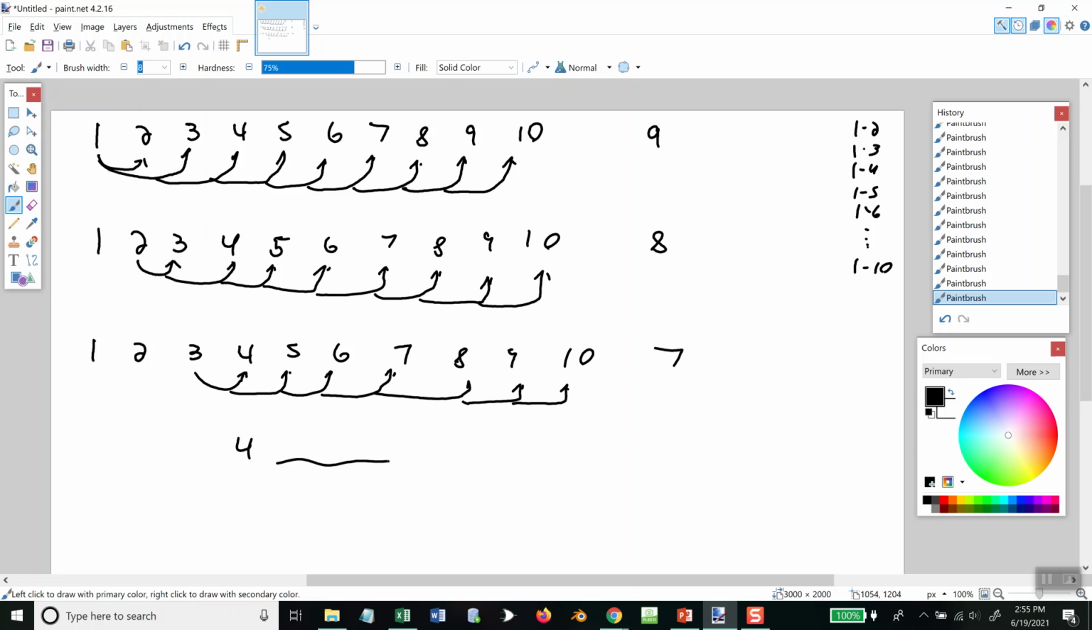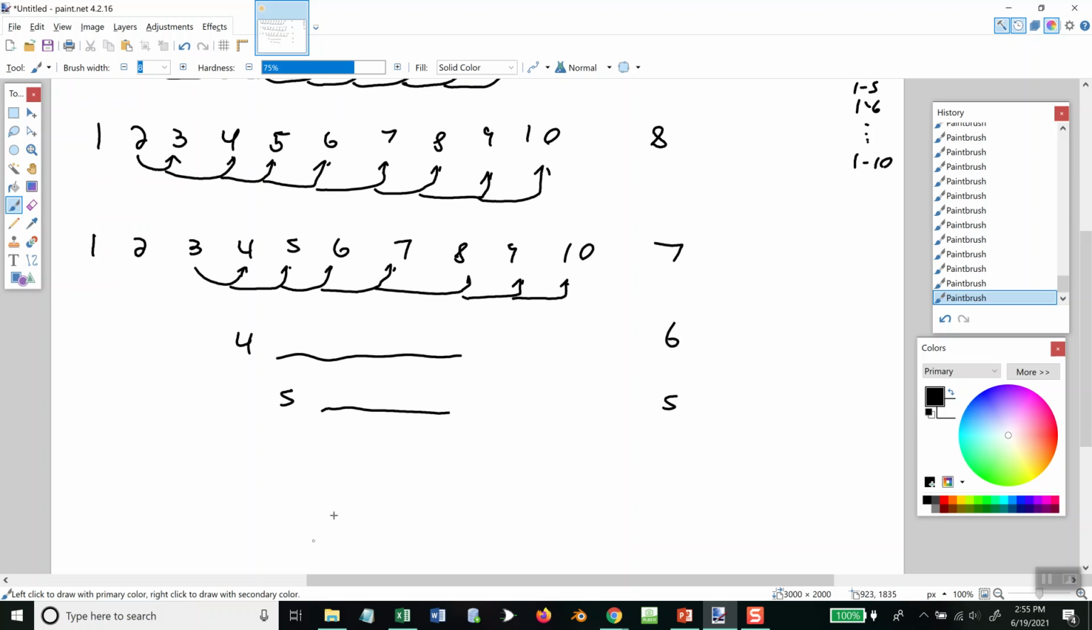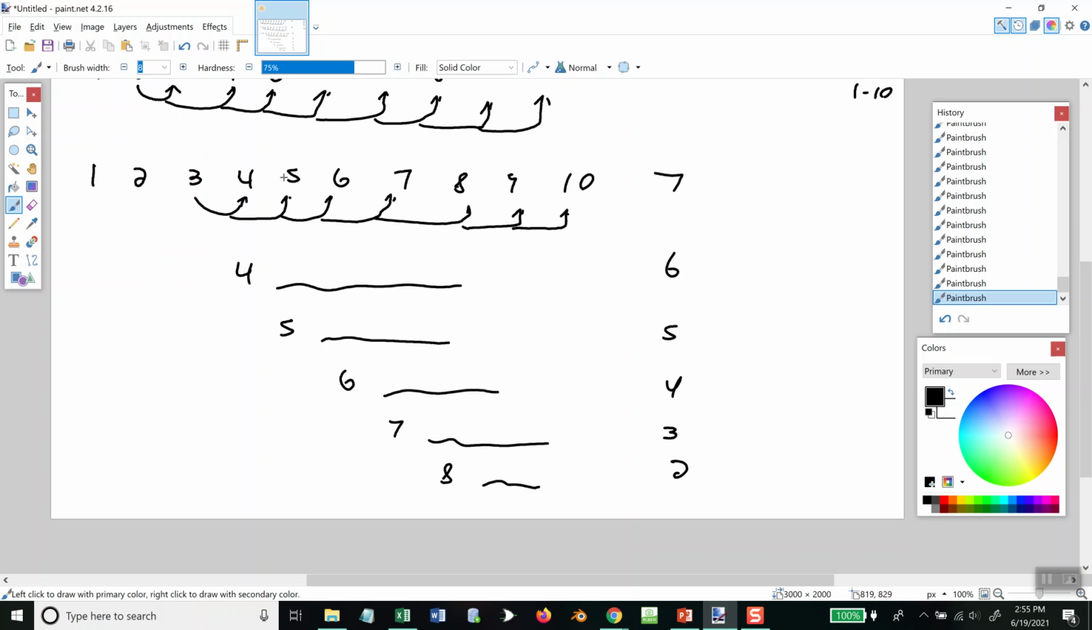If I did 4, this would be 6. If I did 5, pairing with 6, 7, 8, and so forth, this would be 5. Sixth one, paired with the rest, would be 4. 7th, paired with the last 3, that'd be 3. 8, paired with the last 2, would be 2. And, out of space. The 9th one can only be paired with the number 10 at that point.